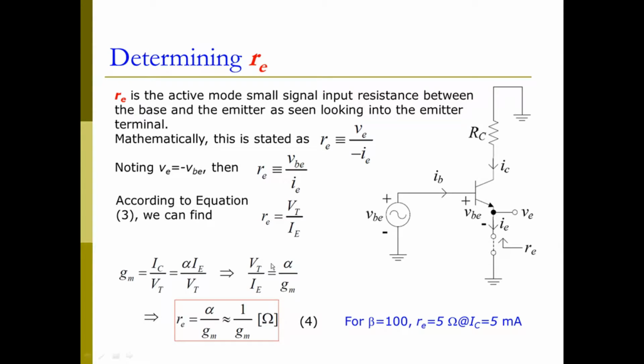From this formula, we can easily calculate our RE here, or input impedance RE will equal alpha divided by GM. We know alpha is a value which is very close to 1, so this is approximately equal to 1 over GM. For beta equals 100, RE equals 5 ohms at IC equals 5 milliamps. Compared to the previous R pi, we can see this value actually is much smaller.